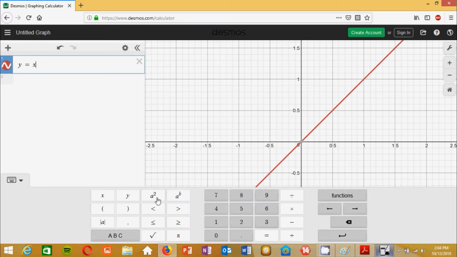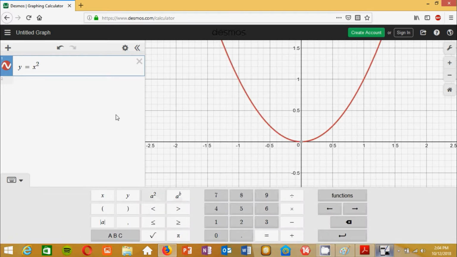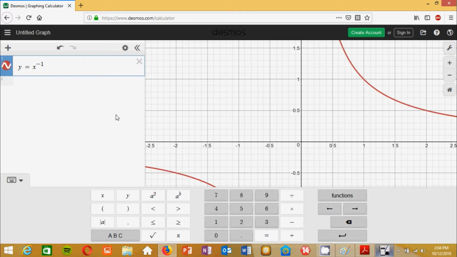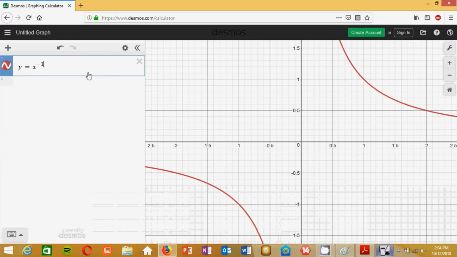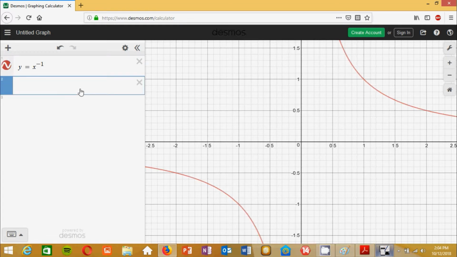Let's say I draw the curve y is equal to x to the power negative 1. And let's say I want to find the gradient at this point. What am I going to do? I'm going to draw a tangent at this point, and the gradient of that tangent is the gradient of that curve. Now I've already worked this out.